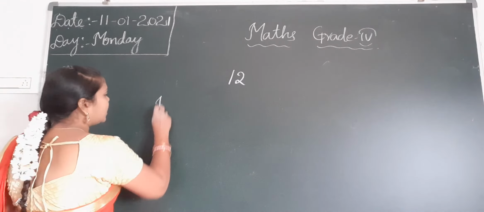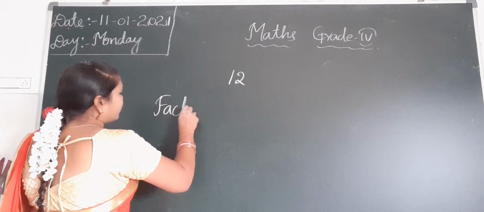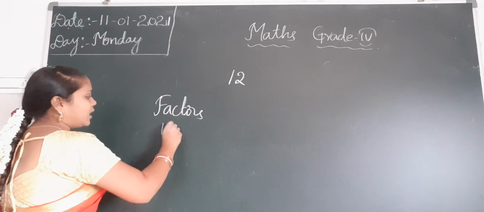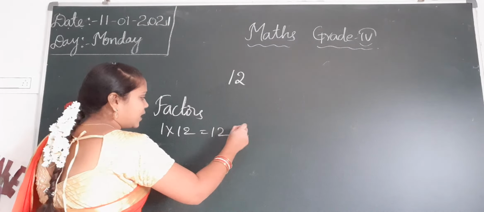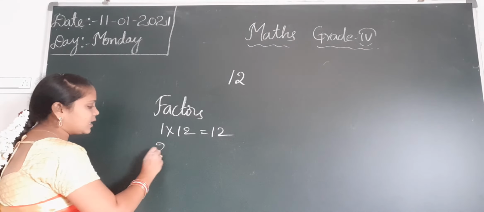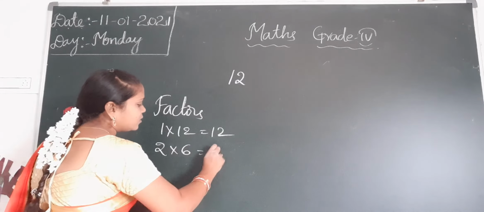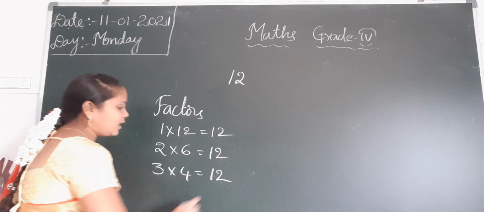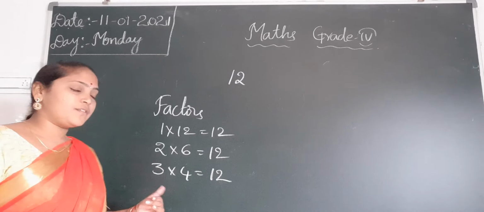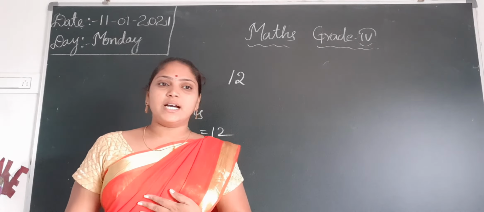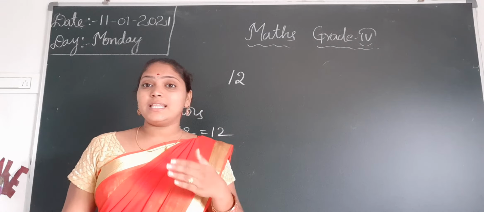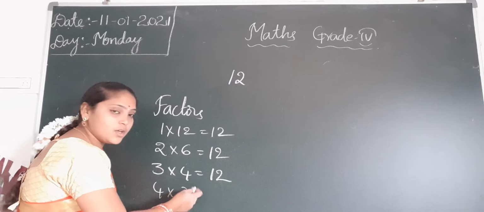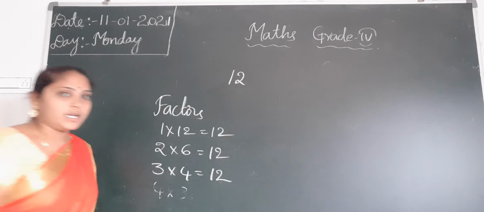Now write factors here. What are the factors of 12? 1 twelve is 12. Now in the second table, 2 sixes are 12. 3 fours are 12. After that, 4 threes are 12, which means the number is repeating here. Again I am writing 4 threes, means the number is repeating.